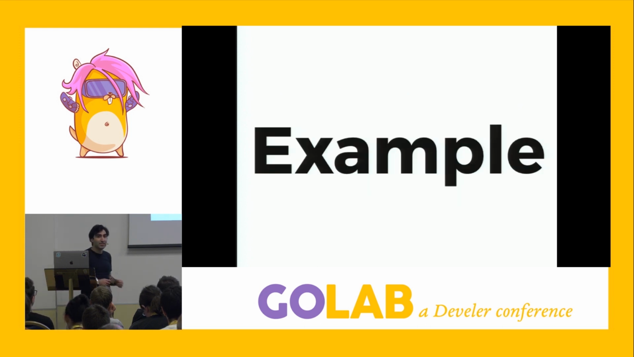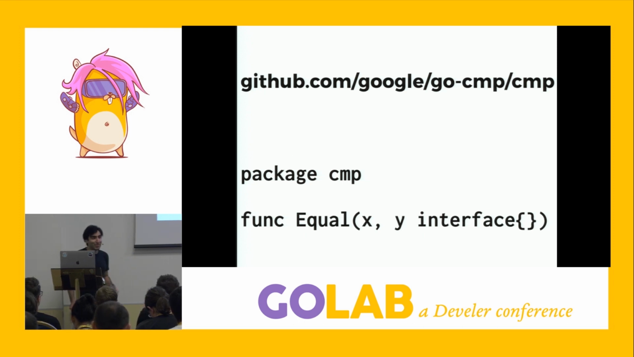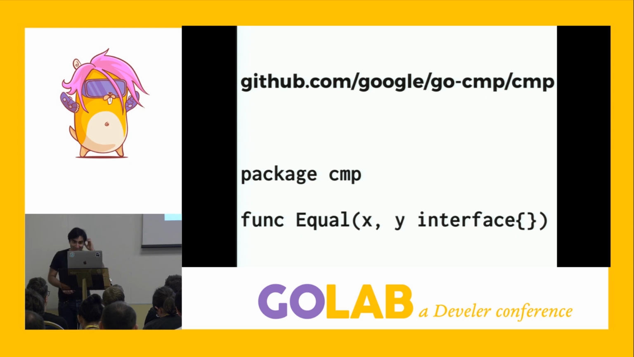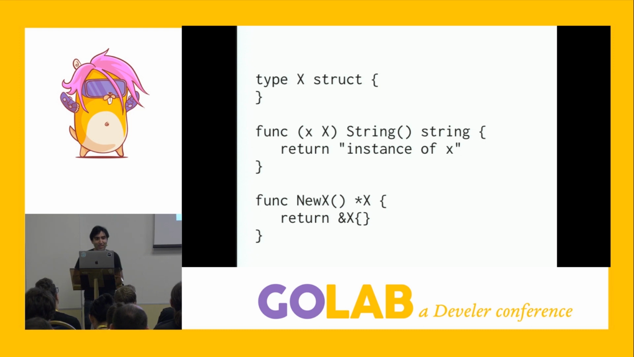So let's look at an example of what an analyzer can do for you. Here's a package that you might be using in your code. This is the comp package. It's really useful for comparing two values for equality, for example, in tests, provides a bunch of goodies that reflect.DeepEqual doesn't, so I recommend you use this in your tests instead. Cool, so we have this package. It compares, Equal compares x and y for equality, and x and y have to be the same type. Cool. Okay, so here's what we're going to be comparing.